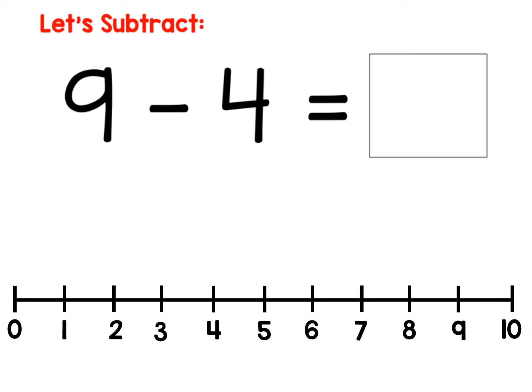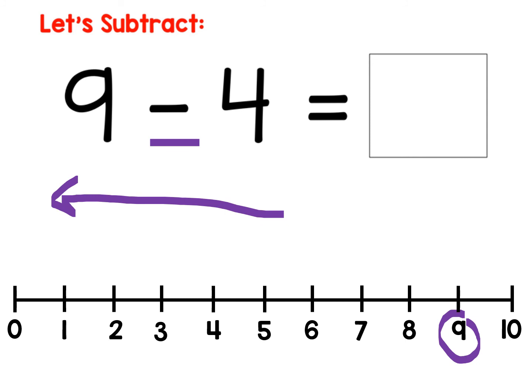All right, this is the last one. See if you can read the number sentence with me. Ready? 9 minus 4 equals. What number should I start on? 9. Now that minus means I'm hopping backwards. I'm getting smaller. So I'm definitely going to go that way to get smaller. How many should I hop? 4.